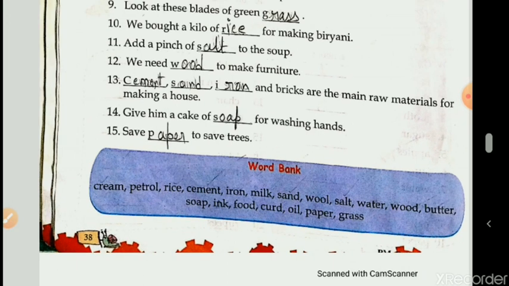Cream, petrol, rice, cement, iron, milk, sand, wool, salt, water, wood, butter, soap, ink, food, curd, oil, paper, grass. Students, all these are uncountable nouns. ये सारे words बेटा कौन से हैं? Uncountable हैं. और इनको अब हमें ऐड करना है उन blanks में.